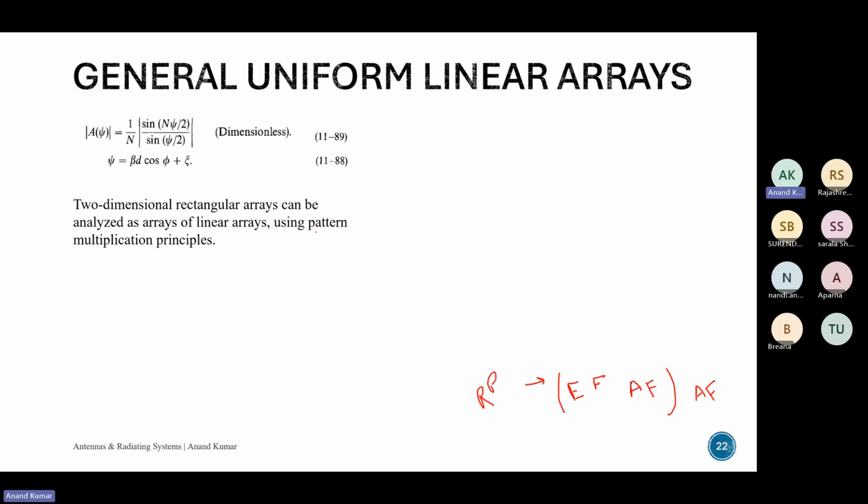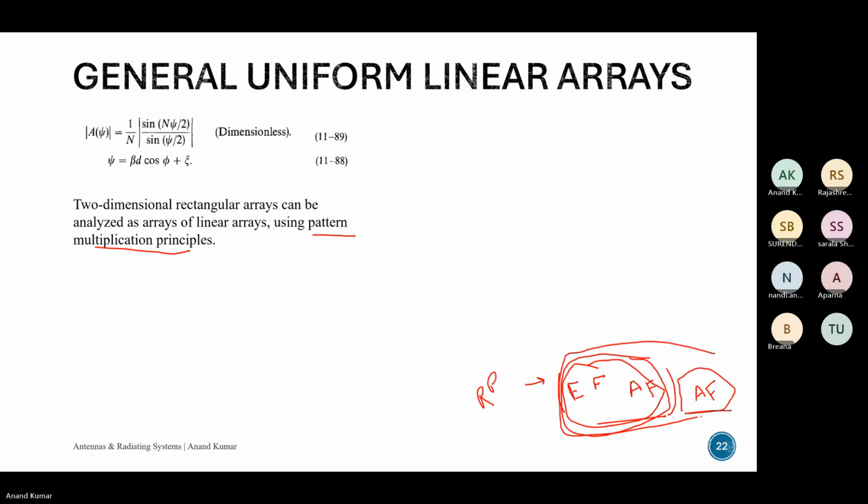I was saying on the slide that there is something called the pattern multiplication principle. If you make arrays of arrays, you can keep multiplying the array factor to the previous array, and this entire thing becomes your element factor now. So if you are making an array of an array, this thing becomes your element factor, and then you can have another array factor multiplied to it.